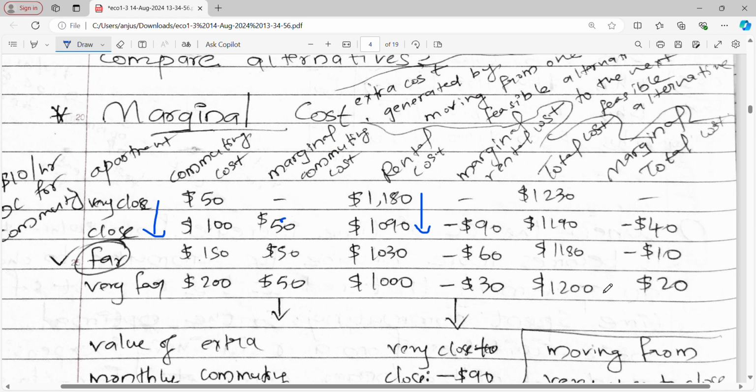First it decreased, then it again decreased, but then it increased. So this minus $10, that is, far is in between the worst options. That is, if the commuter moves from this point to anywhere, to back or to front, he will be in a worse position.